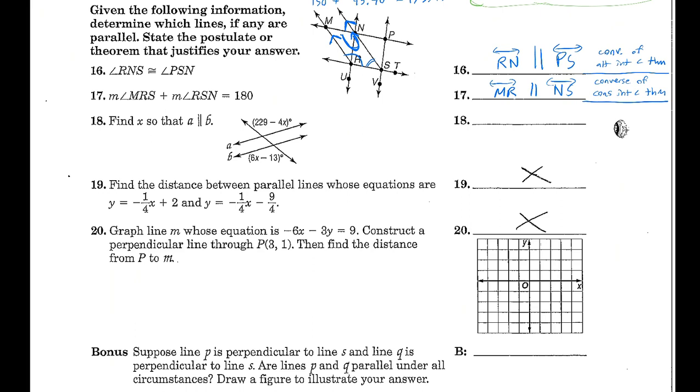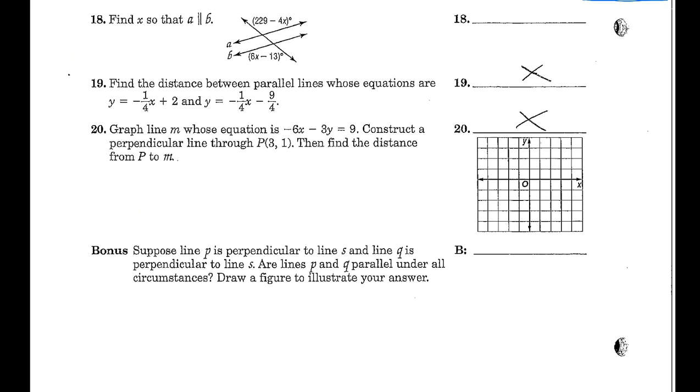Okay, and then 18 is find x. Oh, this is a totally separate question. Find x so that a is parallel to b. Well, the only way that a would be parallel to b, given that these two are alternate exterior angles, is if alternate exterior angles are congruent, then parallel. That's the converse of alternate exterior angle theorem.